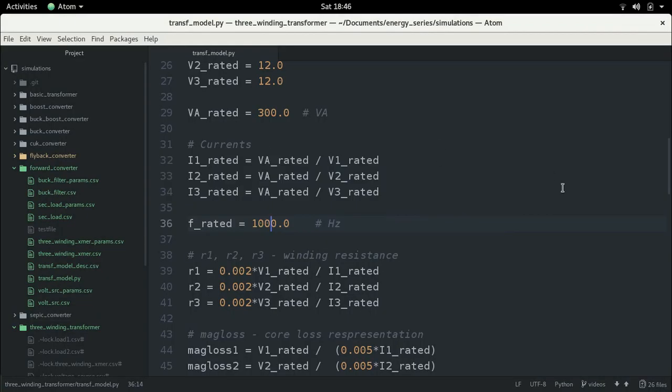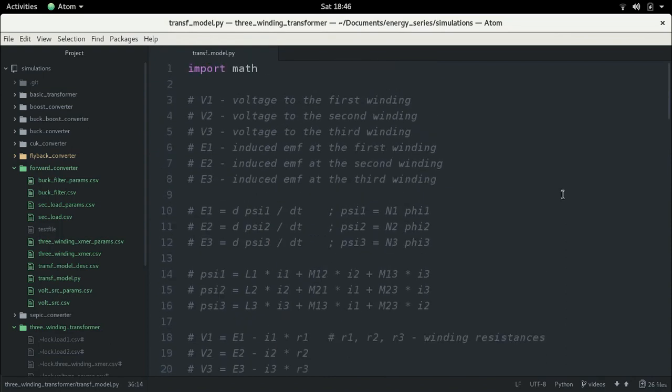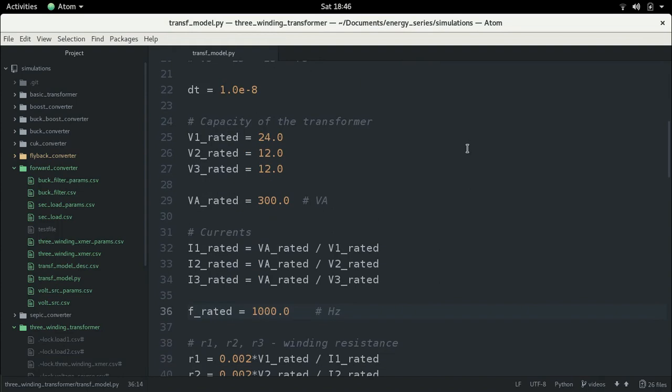So for example, this is where we were editing the transformer.model.py file, which is the magnetic model of the transformer. So we will continue in this lecture with our changes.